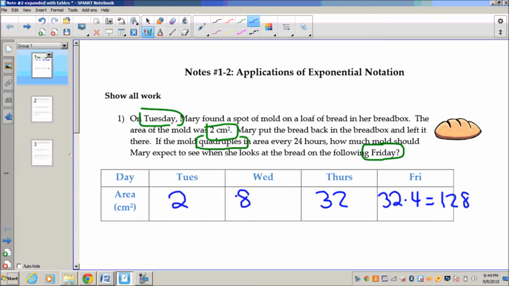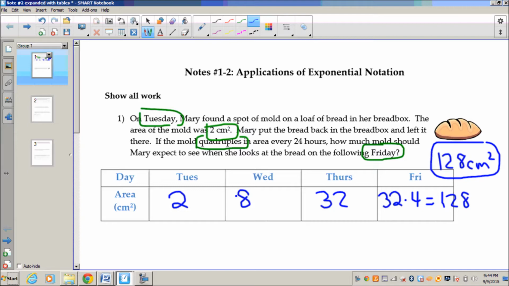Okay? And when I'm done with my problem, or I think I'm done, I always go back to reread the problem to make sure that I've actually answered the question. So it says, how much mold should Mary expect to see when she looks at the bread on the following Friday? And that's what we've calculated. So it's 128 square centimeters. I really like using a table. It comes in handy, and it's a nice way to keep a lot of information organized.